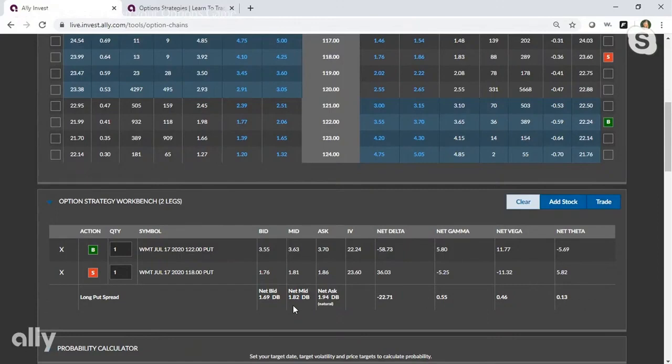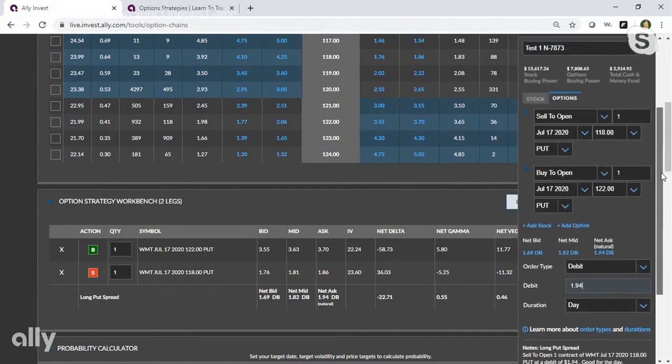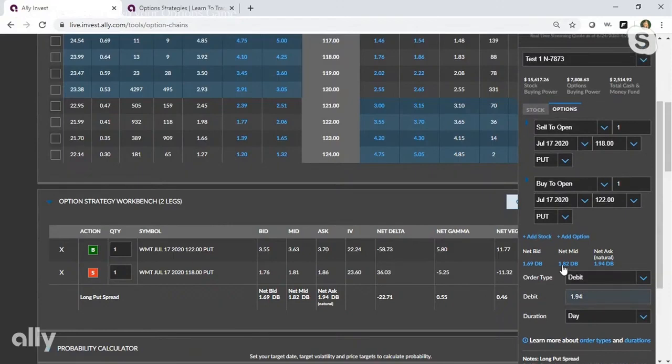If I wanted to be bearish, I wanted to use that same expiration, I would just hit trade. And over here, we'd see the preview. Try to fill it at the mid price, click on that, and we're all ready. We're buying to open, notice, the 122 strike put with the July 17th expiration, and we're selling to open, highlight that we're selling it to open, we're not closing, the 118 strike July 17 put.